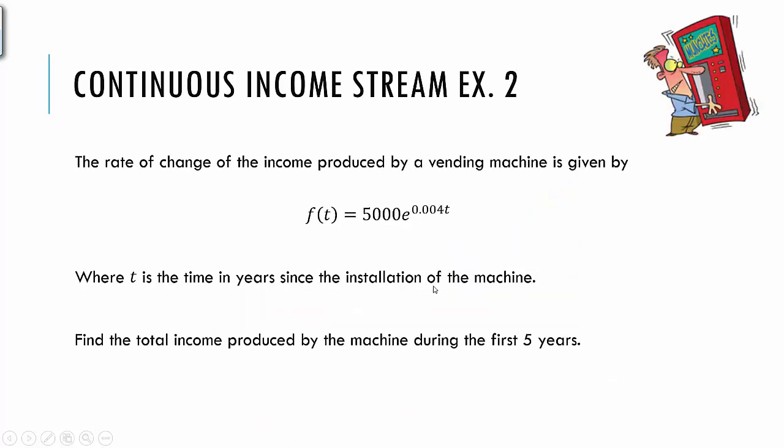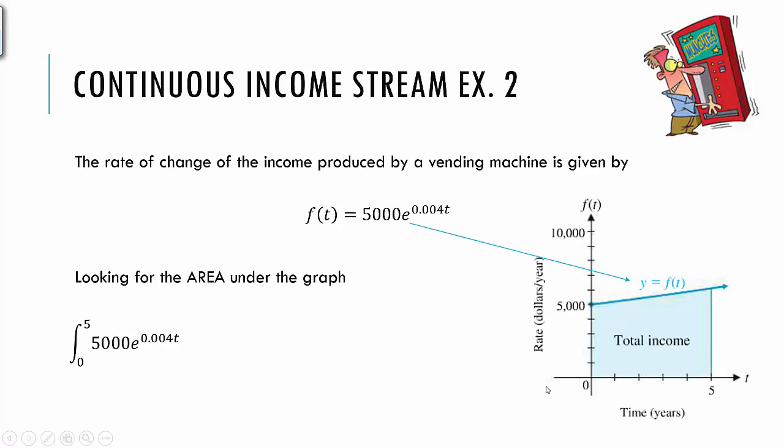It says the rate of change of the income produced by a vending machine is given by this function, where t is the time in years since the installation of the machine. Find the total income produced by the machine during the first 5 years. In other words, that means from 0 to 5. So we're looking at the area underneath this graph. We already know how to do that.